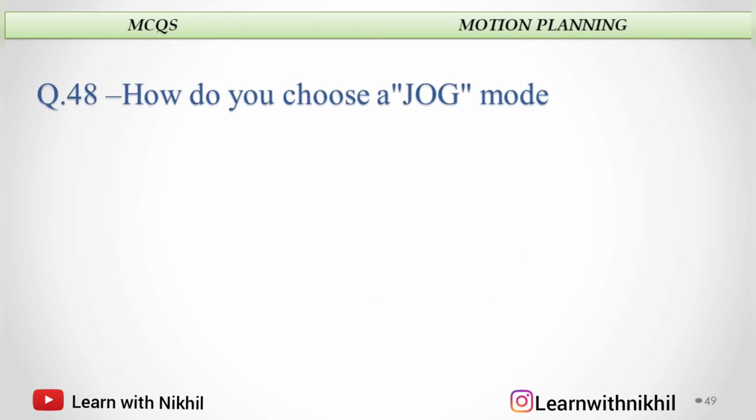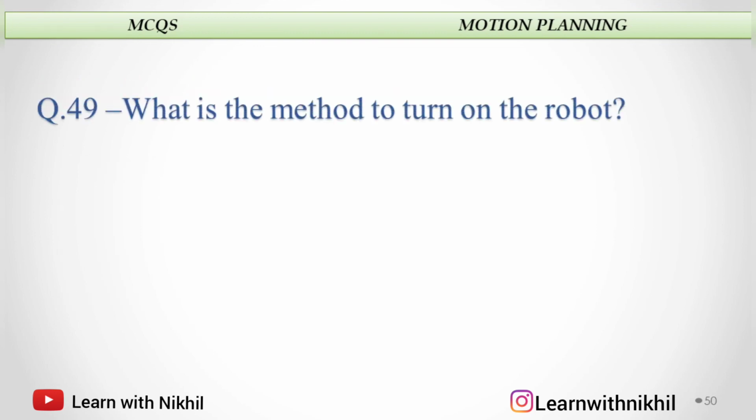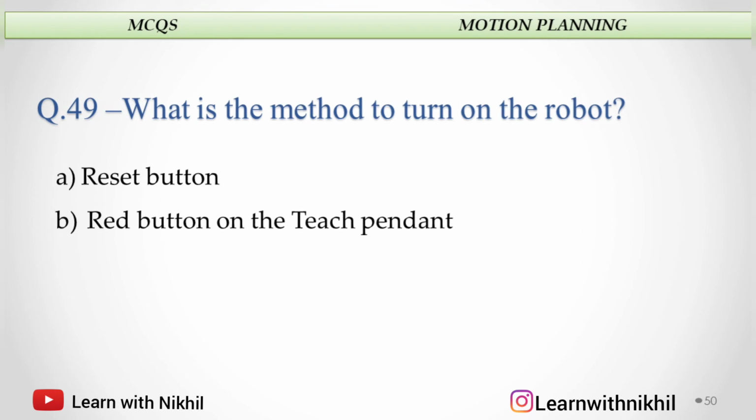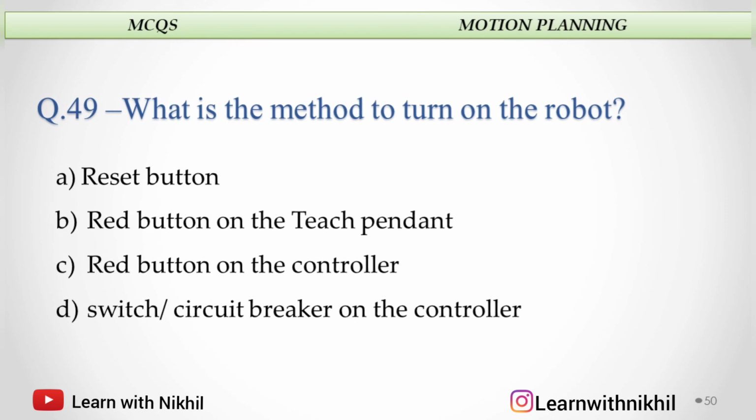Next, how do you choose a jog mode? POSN, COORD, menu or edit? And the answer is COORD. Next, what is the method to turn on the robot? Reset button, red button on the teach pendant, red button on the controller, or switch or circuit breaker on the controller? And the answer is switch or circuit breaker on the controller. The reset button is to reset, the red button is to stop the robot. So obviously the answer is D.